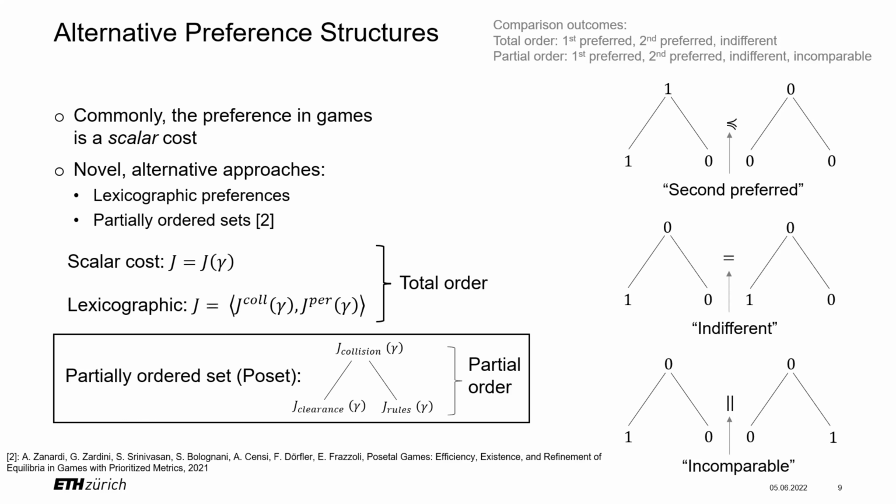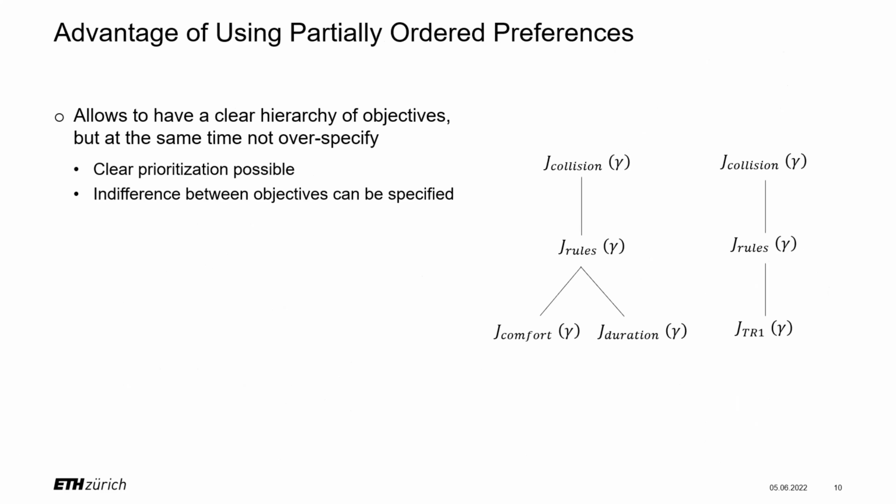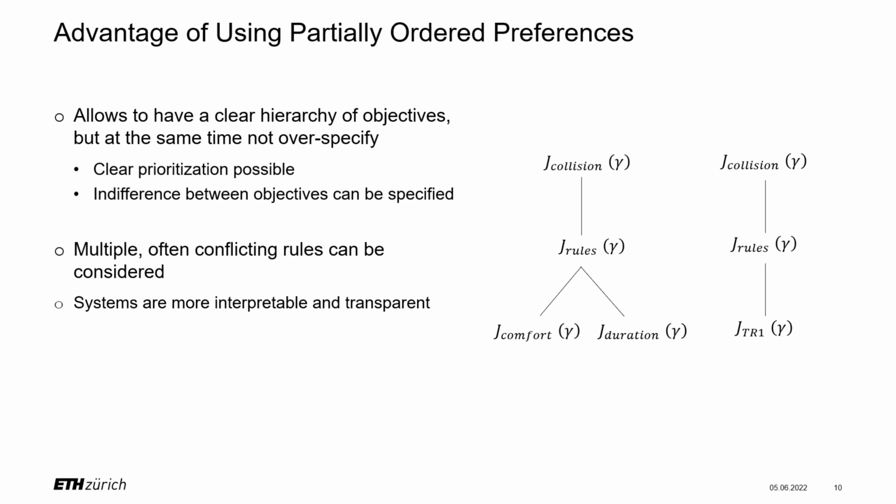However, this structure has a lot of advantages. It allows us to have a clear hierarchy of objectives, but at the same time not to overspecify. You can clearly prioritize what is better and what is least important, but at the same time, we are not required to specify when we don't know or when we don't want to. This is very useful when we have multiple and potentially conflicting rules or objectives to consider. Furthermore, using a decision problem with such costs leads to more interpretable systems, because it is easier to understand exactly why an outcome was preferred to another outcome.